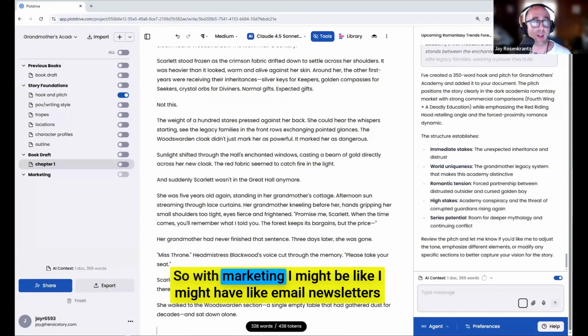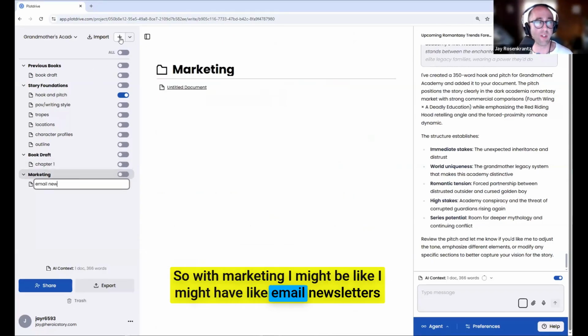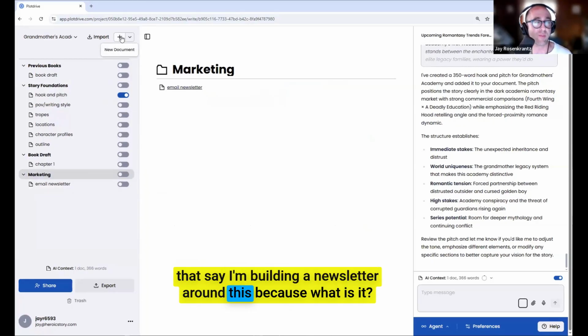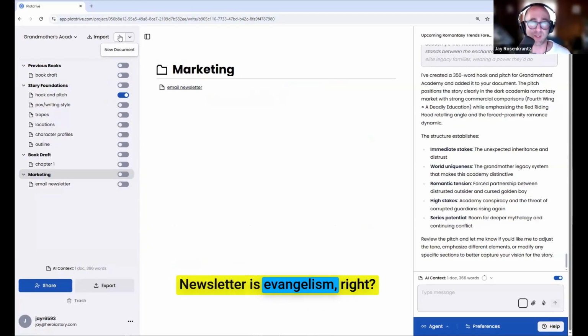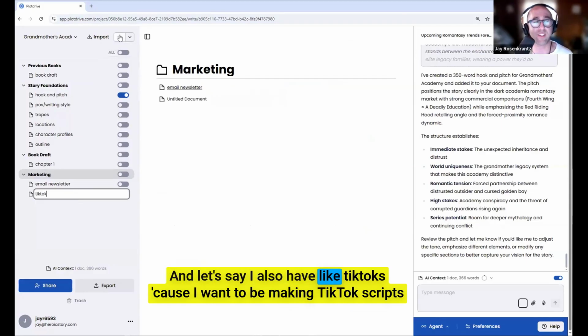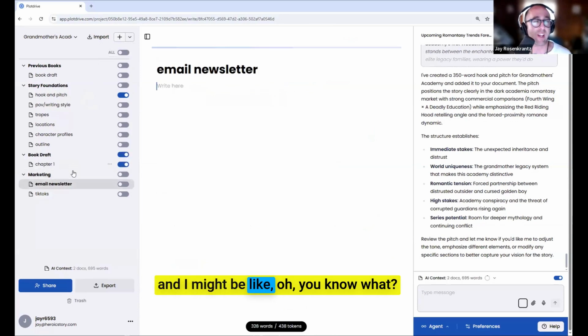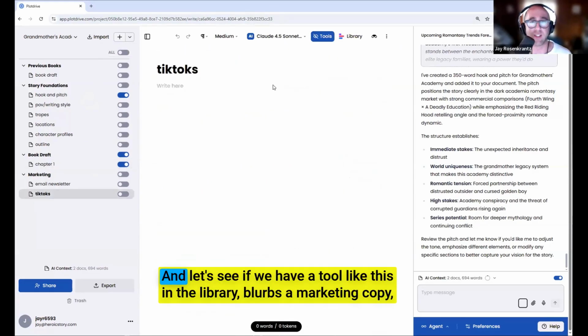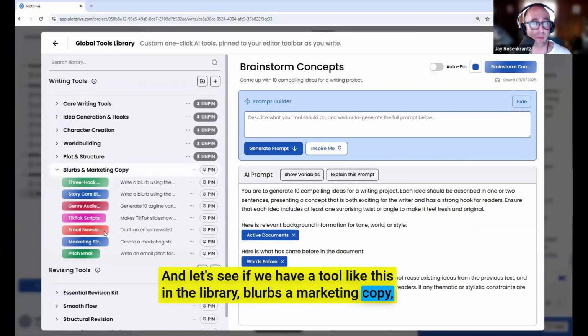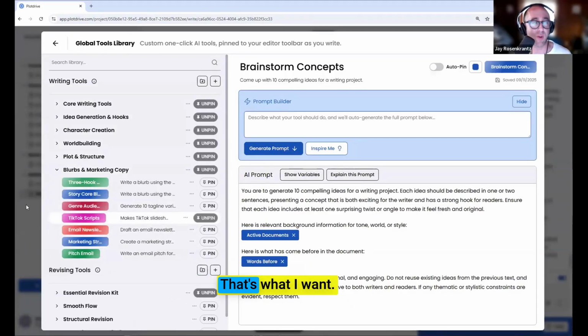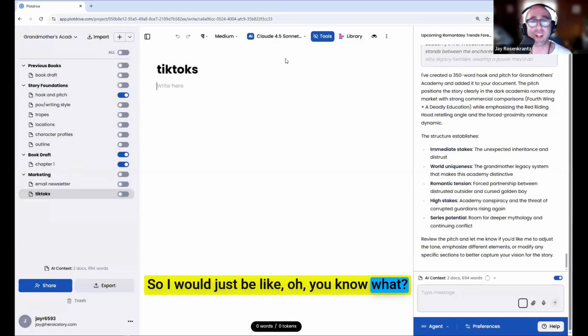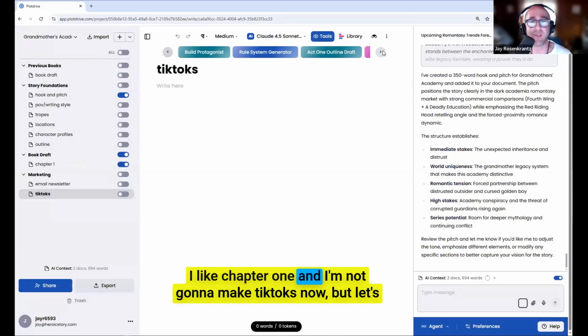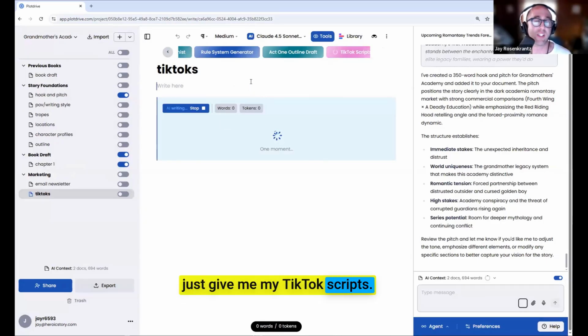So with marketing, I might have email newsletters. Let's say I'm building a newsletter around this, because newsletter is evangelism, right? And let's say I also have TikToks because I want to be making TikTok scripts, and I might be like, oh, you know what? There's that 13 years ago thing. Let's see if we have a tool like this in the library. Blurbs and marketing copy. We've got a TikTok scripts button. Perfect. That's what I want. So I would just be like, oh, you know what? I like chapter one, and I'm not going to make TikToks now, but let's just give me my TikTok scripts.